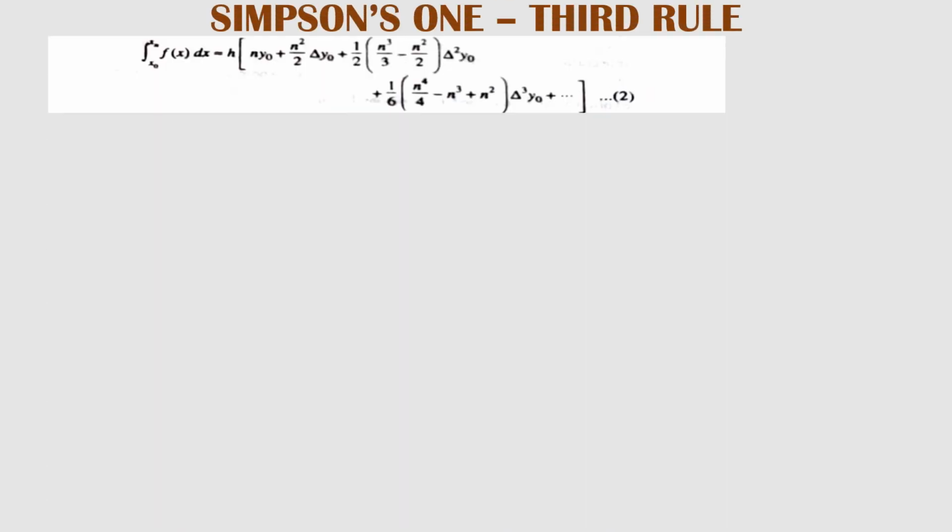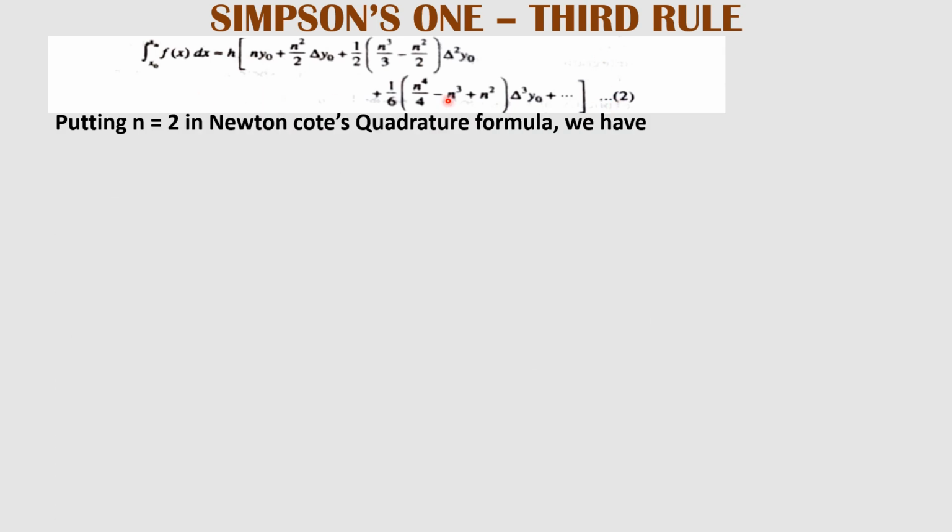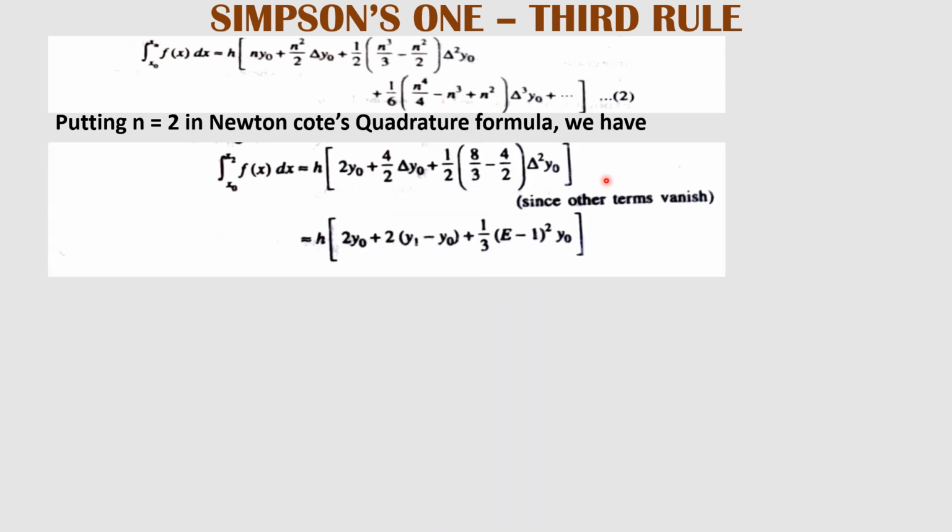Simpson's 1/3 rule. We'll see the derivation of this formula. Again, we are going to start with Newton-Cotes quadrature formula, and this is your Newton-Cotes quadrature formula. Here we are going to put n is equal to 2, and therefore you will be getting an expression like this. So when you replace n as 2, the other terms here also vanish, and after that you will be getting an expression like this. And this del y0 as usual we will replace by y1 minus y0, and this del squared y0 you are going to replace by E minus 1 the whole square into y0.